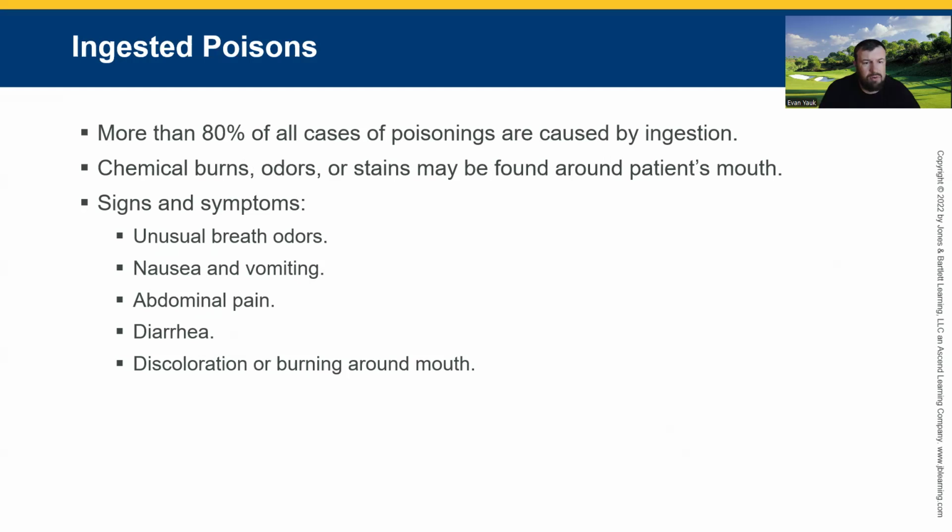Let's see, chemical burns, odors, and stains may be found around the patient's mouth. So we're going to look for unusual breath odors, nausea, vomiting, abdominal pain, diarrhea, discolorization, or burning around the mouth. They're going to have really chapped lips, or they're going to have white substance around them, or they're going to be red and puffy, like they're swollen and burned. We got to pay close attention to our ABCs here. We really, really need to pay attention to the A's and the B's. We got to keep that airway open and make sure that we have adequate breathing.